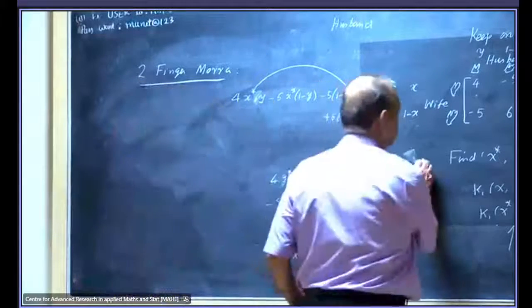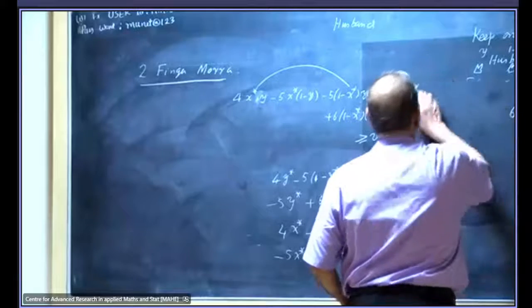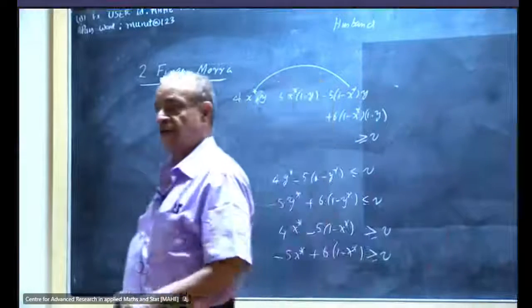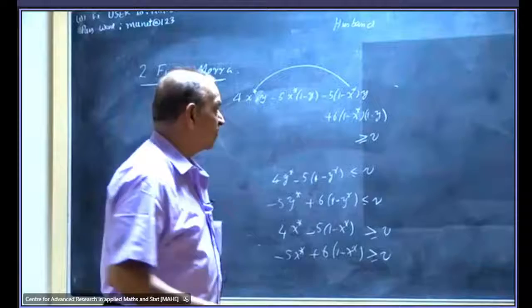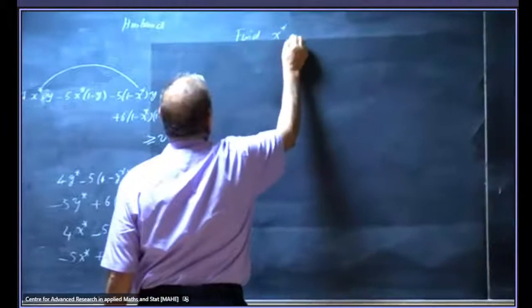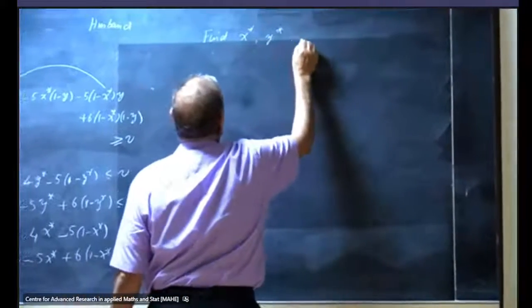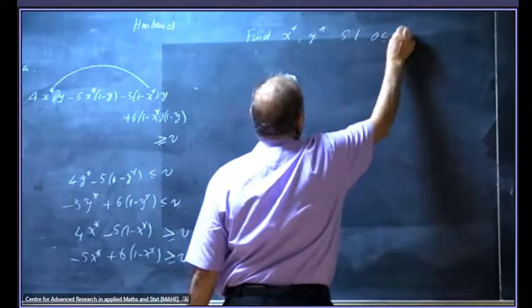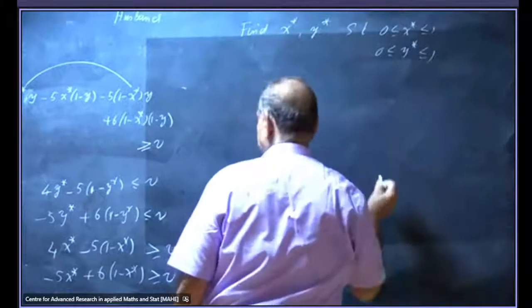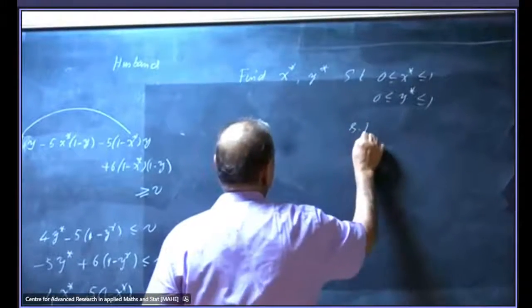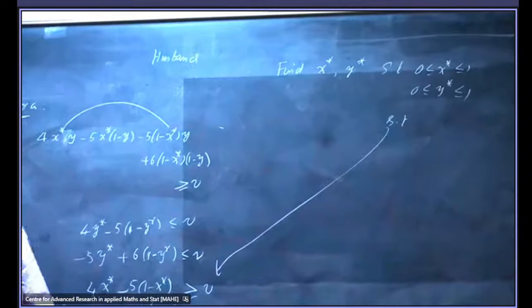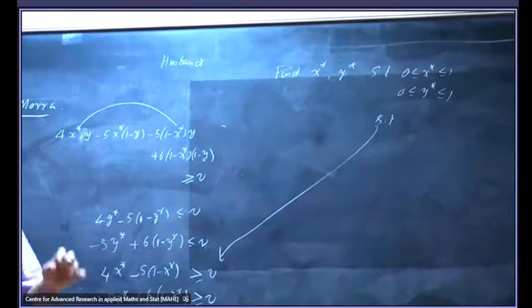And then our problem is, I want to find x star, y star such that 0 is less than or equal to x star less than or equal to 1, 0 less than or equal to y star less than or equal to 1, such that these are satisfied for a unique constant. For a unique constant, that's what the theorem says.